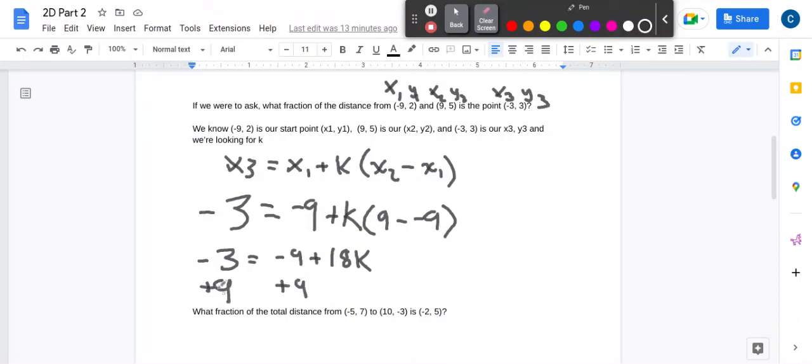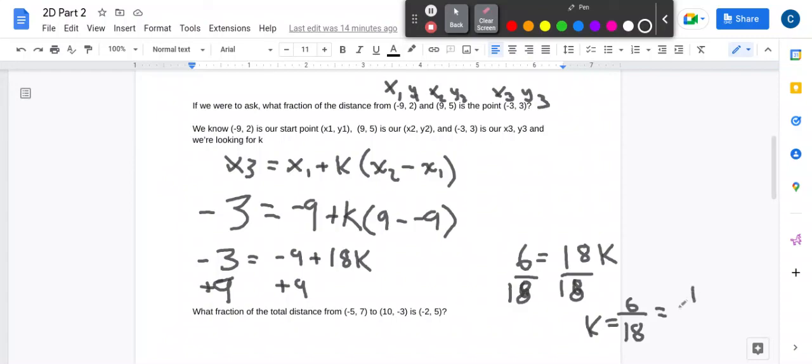Got to add 9 on both sides. So -3 plus 9 is 6, and that's equal to 18k. So divide by 18 on both sides. k is going to equal 6 over 18, which is 1/3. All right, try those next two problems out on your own.